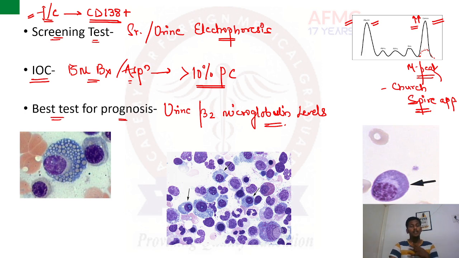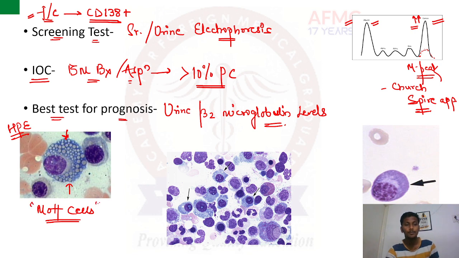Now if I talk about the histopathological examination of the bone marrow biopsy, usually we can find three important findings. The first one that you can see in this image has come in the examinations multiple times. Here the light chains of the antibodies accumulate in the cell, and this accumulation of light chains leads to an appearance of grape-like inclusions seen in the cell. These cells are called Mott cells. Please remember, these are important.